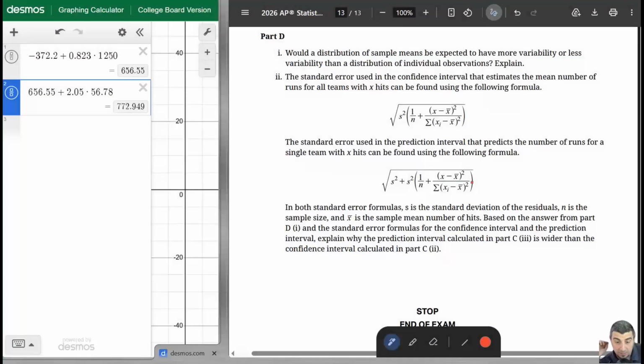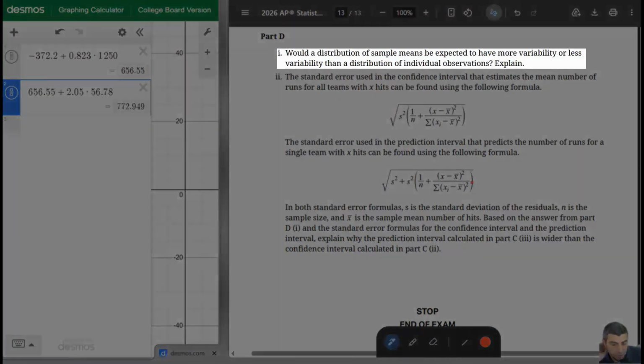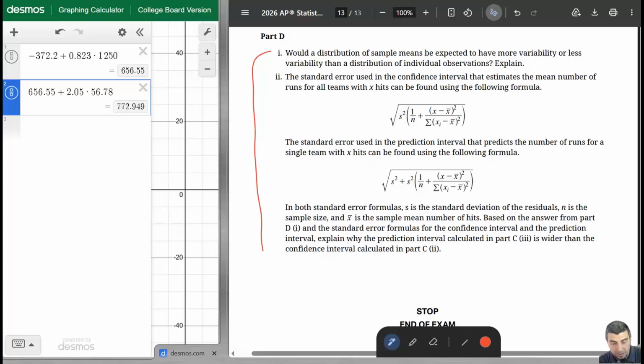Now let's move on to part D. Part 1, would a distribution of sample means be expected to have more variability or less variability than a distribution of individual observations? Explain. I'm going to put that down here. Basically, a distribution would have more variability with individual observations than with sample means, because the sample means are using averaging, and averaging reduces variability. Or you can think of it as the means are going to average out the extremes, where individual observations aren't going to do that.